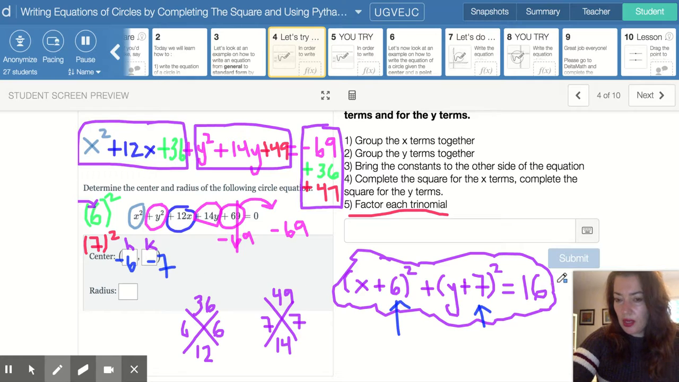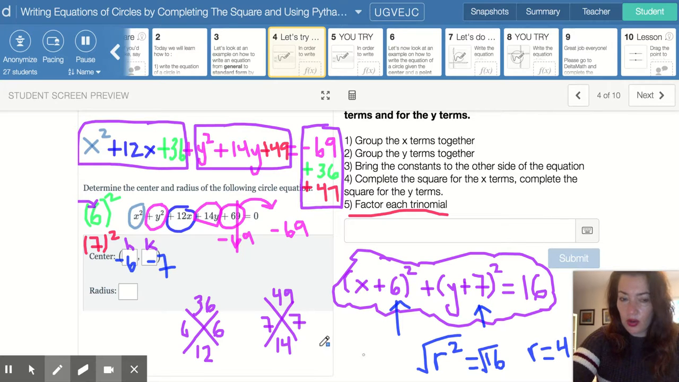Now the radius is the square root of 16, since this is our r squared. If r squared equals 16, then what should r be? And if you said r should be 4, you are right. How do we get that? We take the square root of r squared, which is r, and the square root of 16 is 4. So our radius is 4. And this completes how we write the equation from general to standard form.